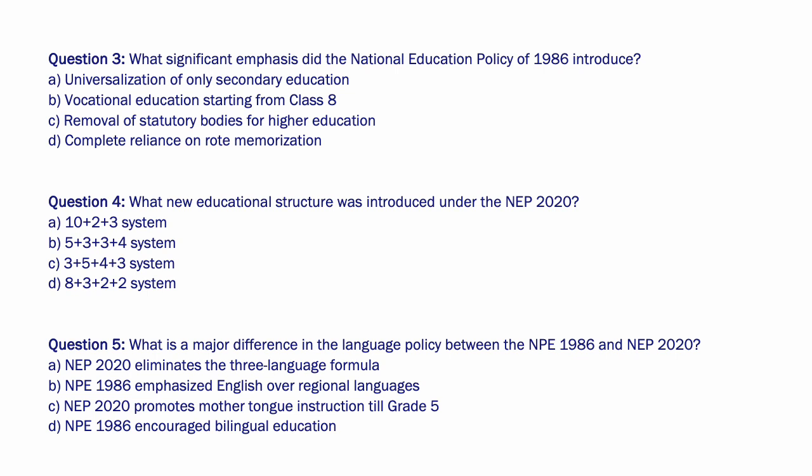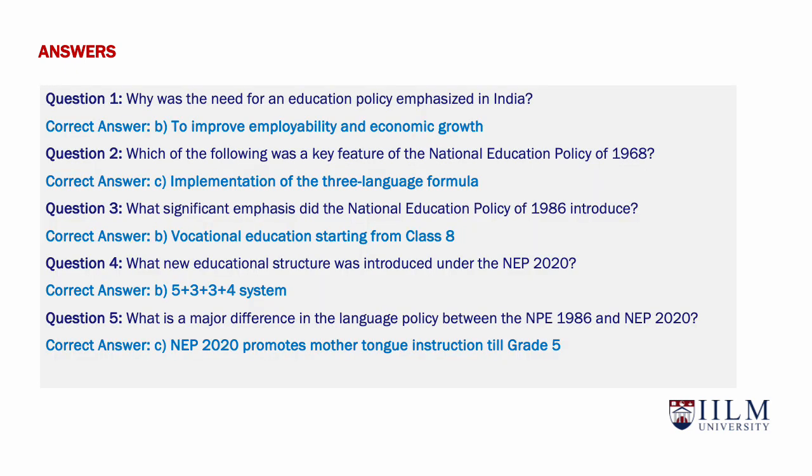Let's now move on to the answers and check if we were correct. Here goes. For question 1, the correct answer was option B, to improve employability and economic growth. The correct answer for question 2 was C, implementation of the 3-language formula.